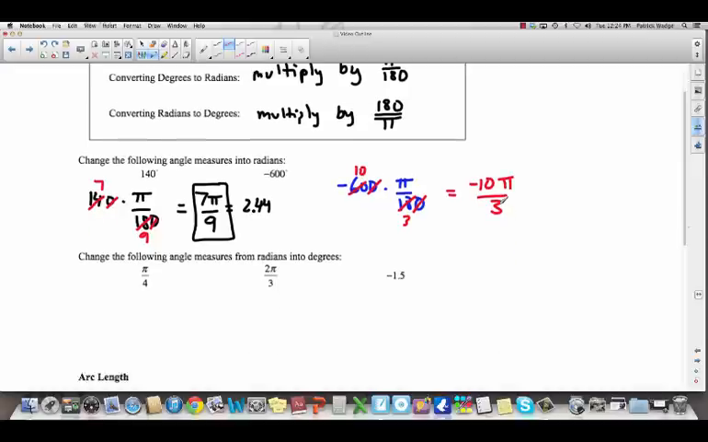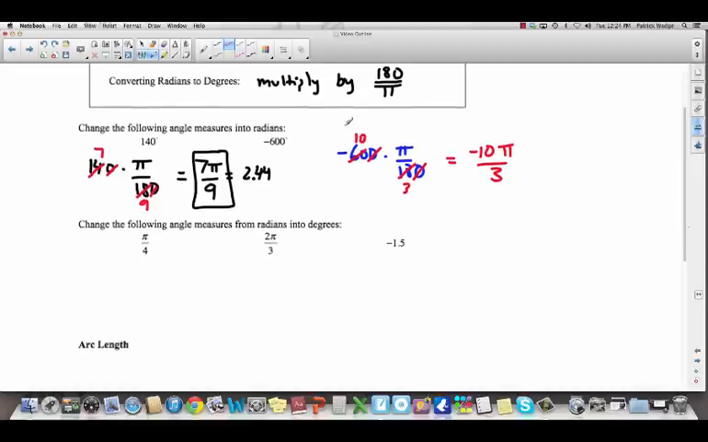Let's change these ones into degrees. To switch to degrees, we multiply by 180 over pi. So pi over 4, and we're multiplying by 180 over pi.